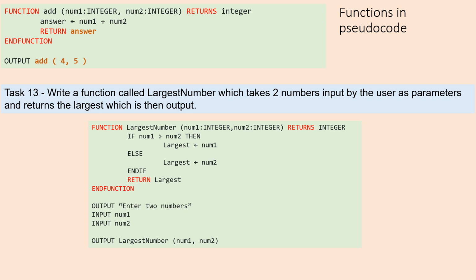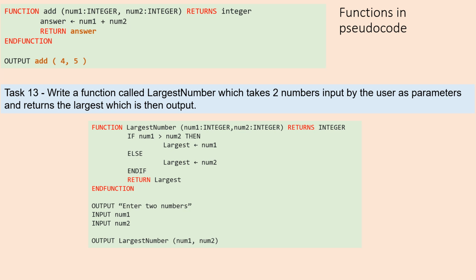So I'm going to say output largest number, and then I'm going to pass it num1 and num2. So these are our arguments. Num1 is going to be passed to the parameter num1, num2 is going to be passed to the parameter num2. We will then work out which one's the biggest, and then we'll return this local variable largest back to the main program. And as I've said before, this call here, largest number, num1, num2, will be replaced with whatever we've returned, which can then be output.